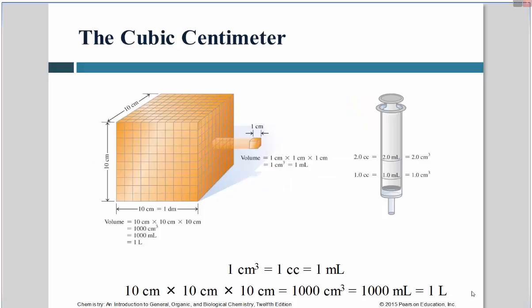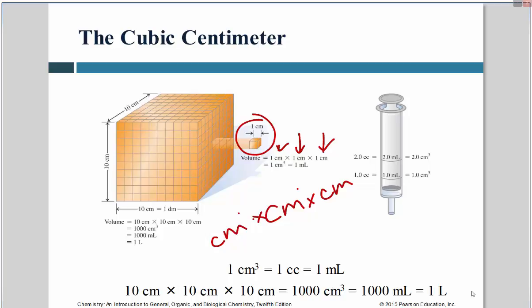So here's 1 centimeter cubed. So cc's actually means cubic centimeters. 1 centimeter times 1 centimeter times 1 centimeter. So centimeter times centimeter times centimeter. We have 1, 2, 3. That's how we get centimeters cubed. And that is identical to 1 milliliter. So here's 1 milliliter.